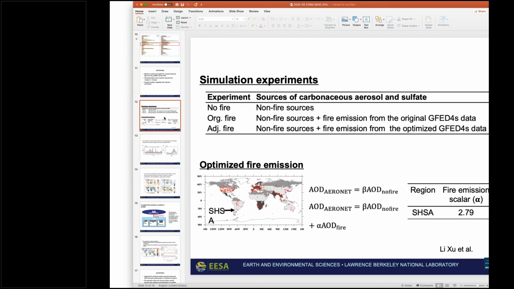And then the original fire meaning using the observed GFAT emission data and feed that into the model and simulate the aerosol depths, optical depths. And then adjusted fire means adjust the fire emission from the GFAT data, but rescale it according to the AeroNet observed ALD. So in that sense, there is a scaling factor here. The example on the right, we have a scaling factor 2.79 for this particular region. And for other region, it might be a different number.